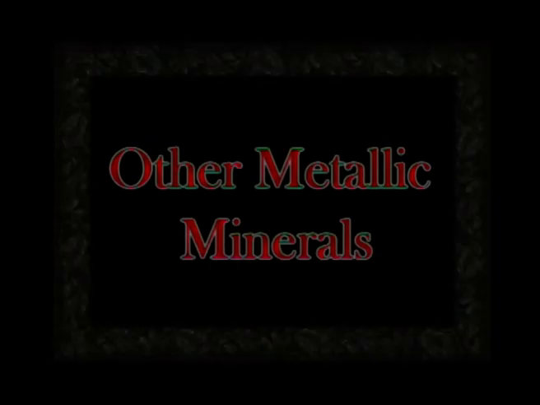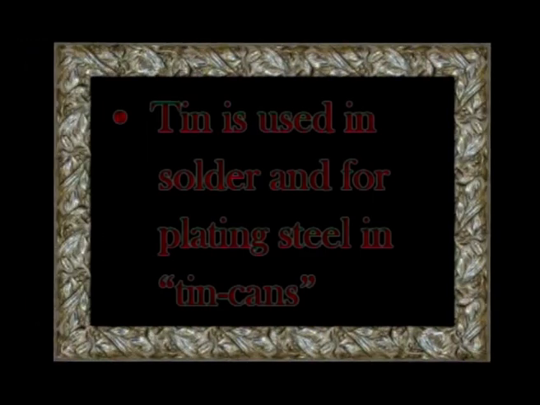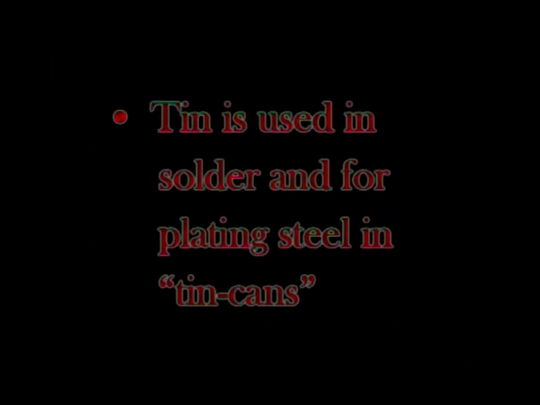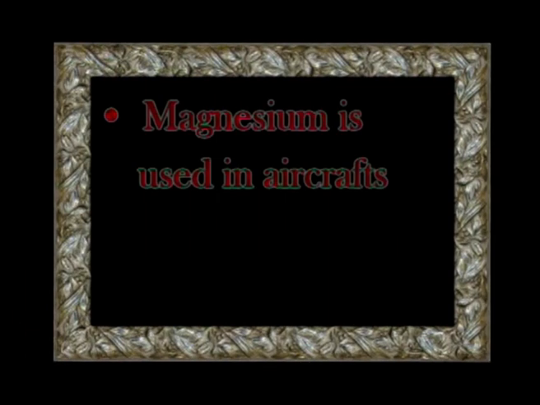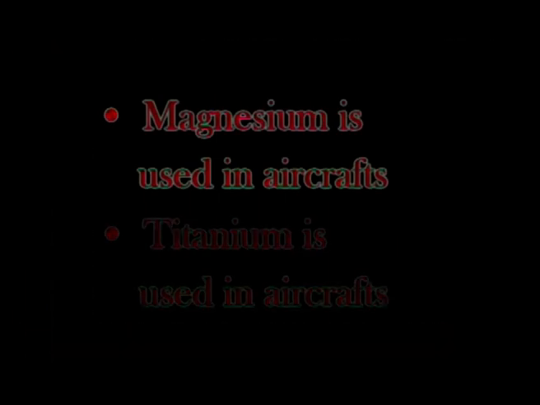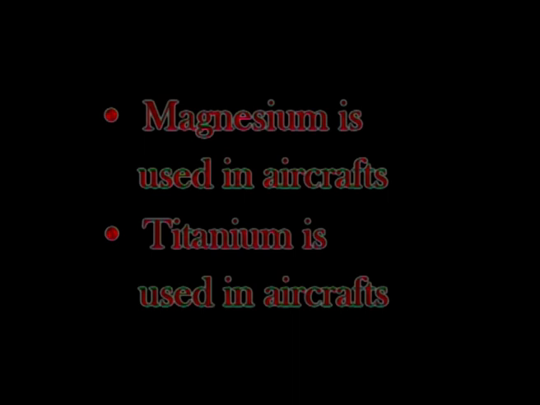Next is other metallic minerals. Many other metallic minerals are vital to a country's economy. Chromium, nickel, cobalt, manganese, tungsten are all important in the steel industry. Most of these metals have other uses as well. Tin is used in solder and for plating steel in tin cans. Mercury is used in the barometer and electrical switches. Magnesium is used in aircraft. Titanium is used in aircraft.